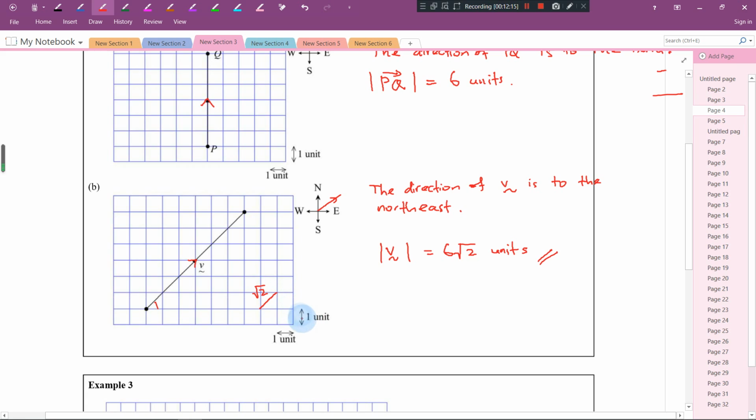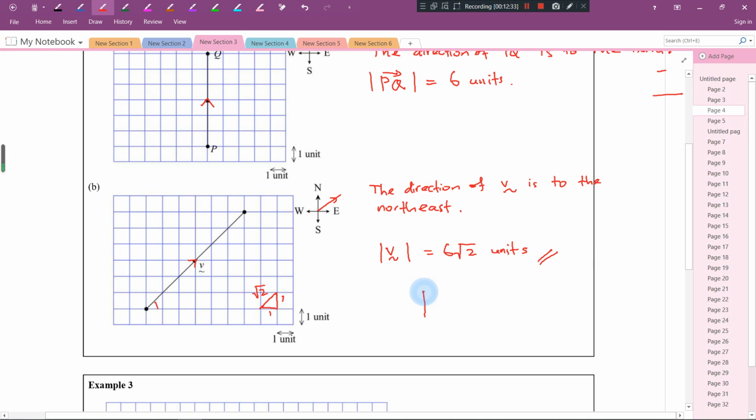You have to look at this. Sometimes it's 2 units. So this is 1 unit, 1 unit. So how do we get square root 2 unit? Because we use Pythagorean theorem, right? 1, 1. So here will be square root 2. So if this is 2, 2, then we need to calculate again.